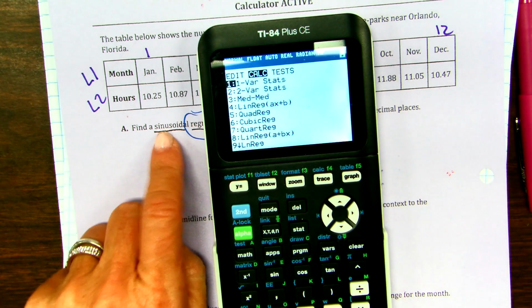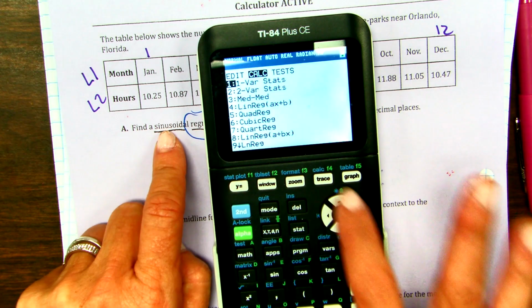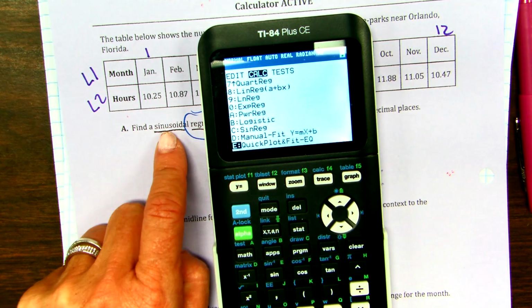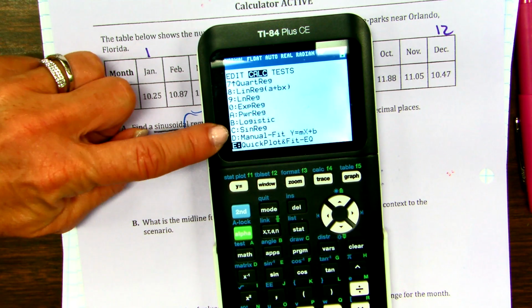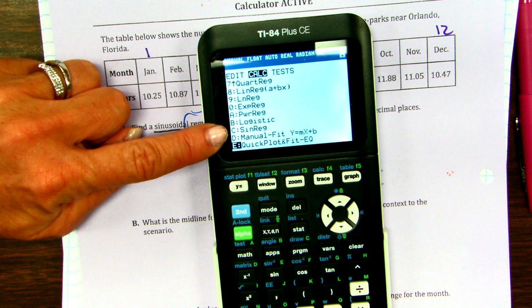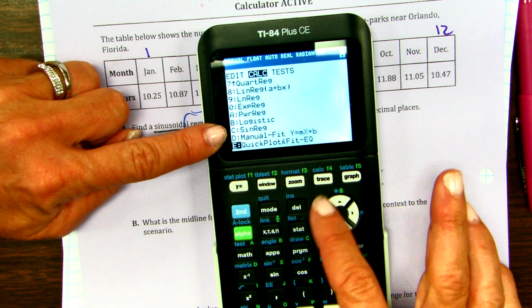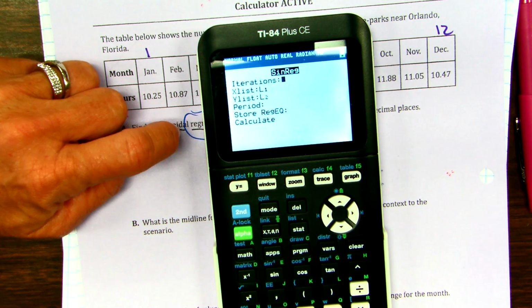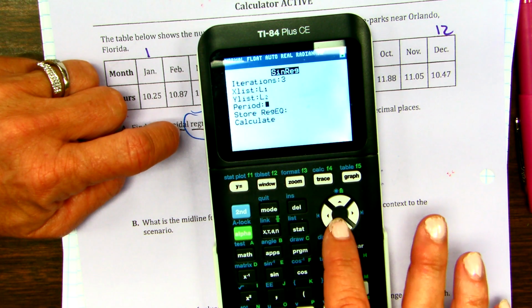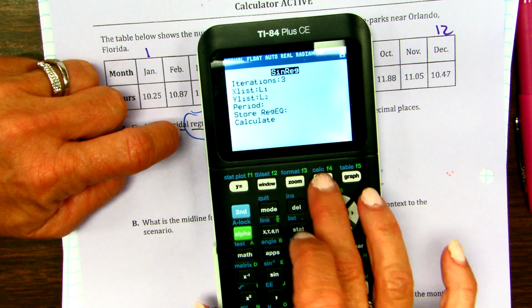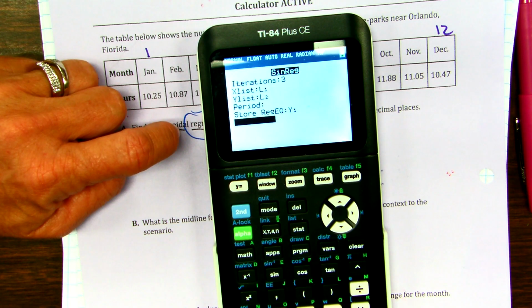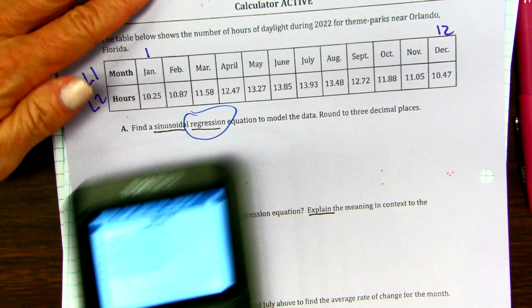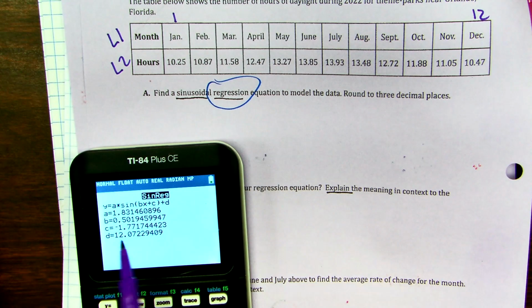We need to find sine. So you can scroll through. I recommend going up to get to the bottom of the list, and you'll see it there on your screen. It's SinReg, sinusoidal regression. So that's the one I want. And just like before, go to where you store it, alpha trace, enter, enter, enter. And there it is. It gives you the equation, and it tells you what each of the variables are.